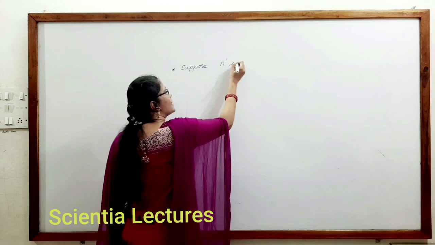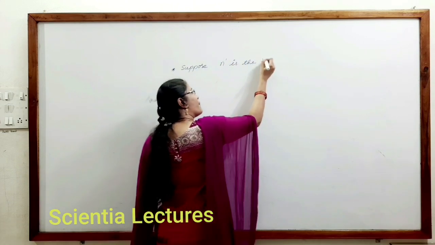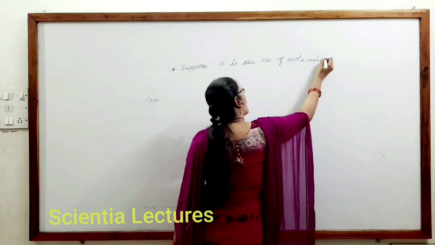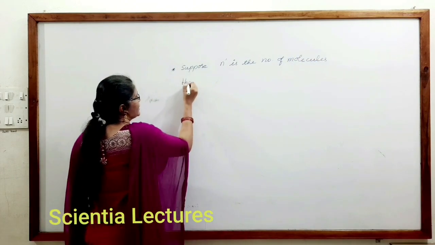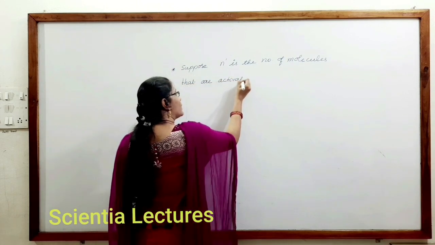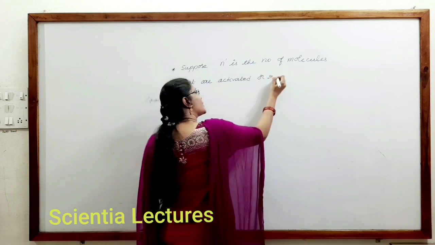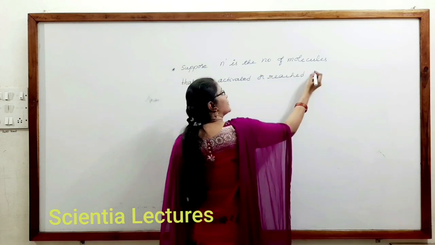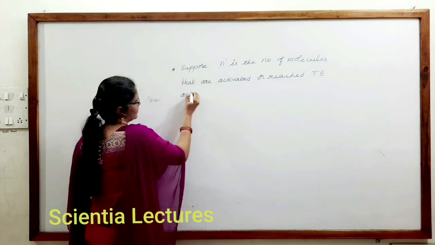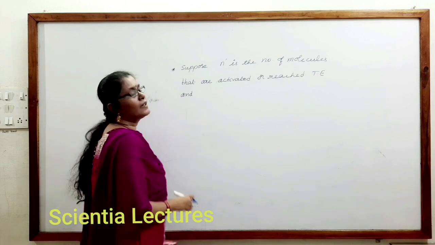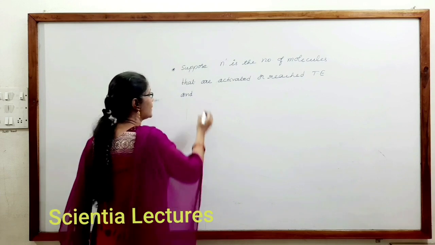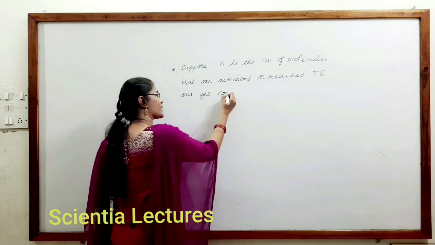Suppose N dash is the number of reacting molecules that are activated or reach threshold energy state and will get converted into products. N dash is the number of molecules that are activated or reach threshold energy state and get converted into products.